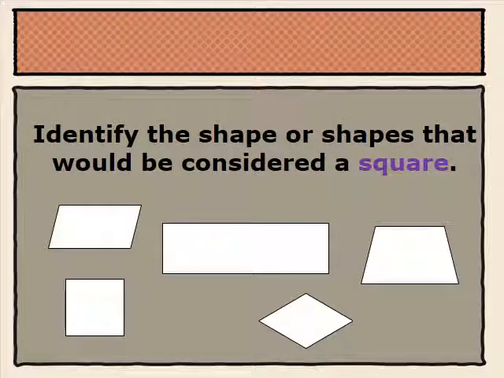Now take a moment to identify the shape or shapes that would be considered a square. Here we only have one example of a square. We know it's a square because it has four equal sides, it has two pairs of parallel lines, and four right angles.